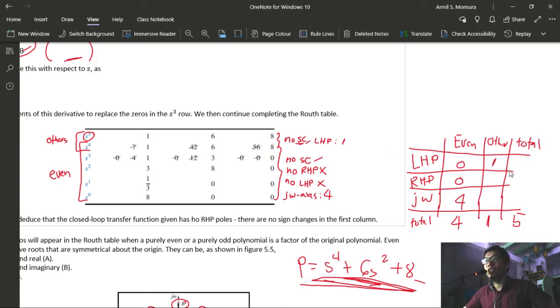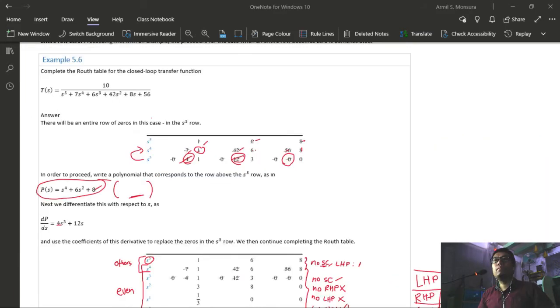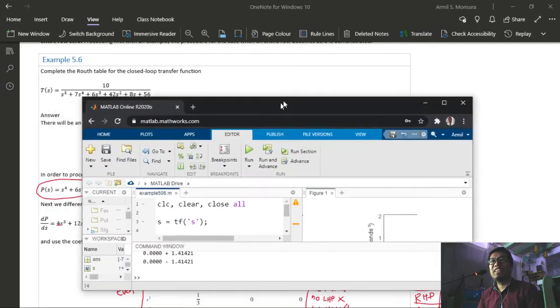Okay? So pag tinotal natin, meron kayong isang left half plane pole, wala kayong right half plane pole, at meron kayong 4 na j omega axis poles. So all in all, meron kayong 5 poles. So that's how we account yung distribution ng poles ninyo on the s-plane for this polynomial. Okay? So, pwede natin i-verify yung results sa ating MATLAB.